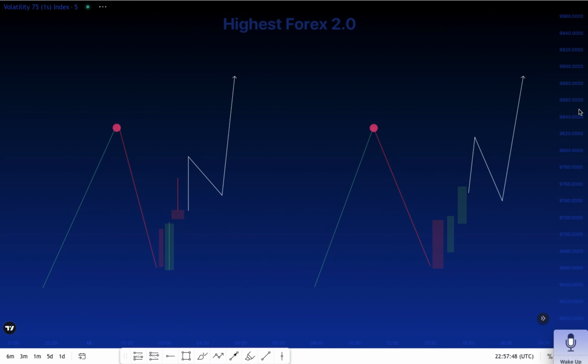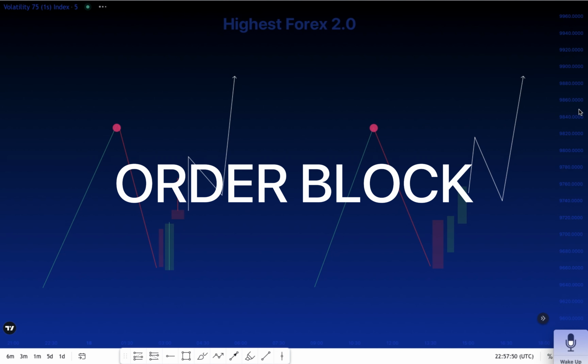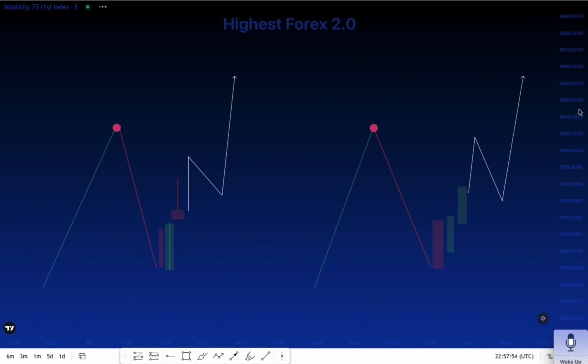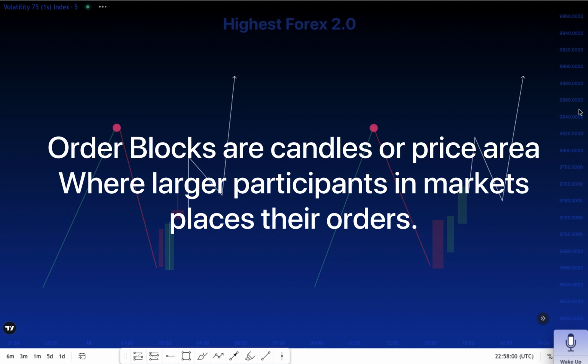So guys, in this video I'm going to talk about order block, alright? Order blocks. So for those of us that trade order block, or those of us that use order block in our trading, we define order block as the candle where large participants in the market come to place their order, alright? That's how we define it in general terms.